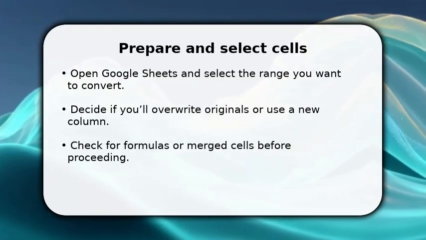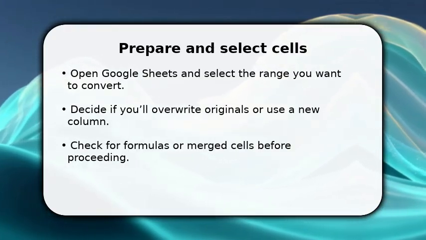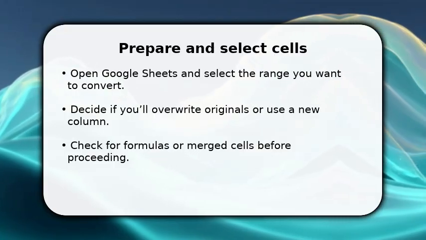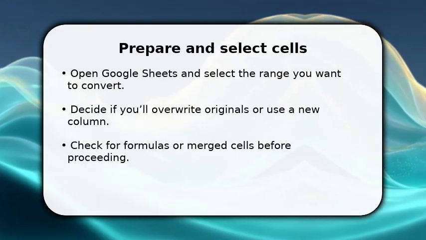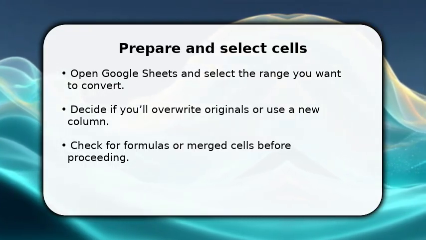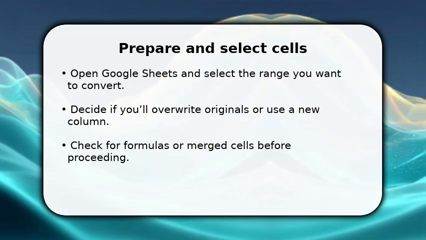to preserve data. You should also scan for formulas, merged cells, or leading/trailing spaces because those affect results. Cleaning or unmerging first makes the conversion predictable and prevents accidental data loss.